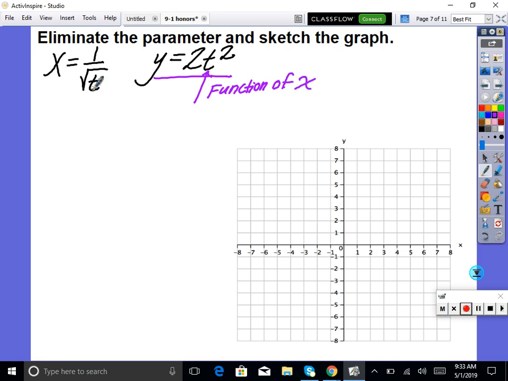So now we'll go over here and we've got to get t alone so we can substitute it in. Now it's just basic algebra. We've got to do basic algebra correctly. So let's see if our algebra skills are up to par. What should we do first?